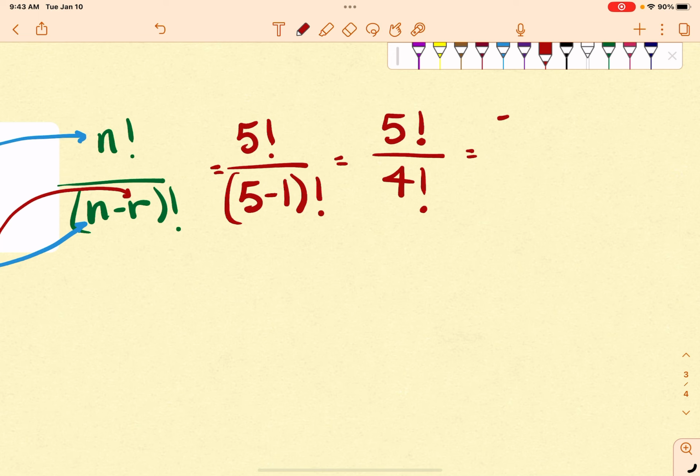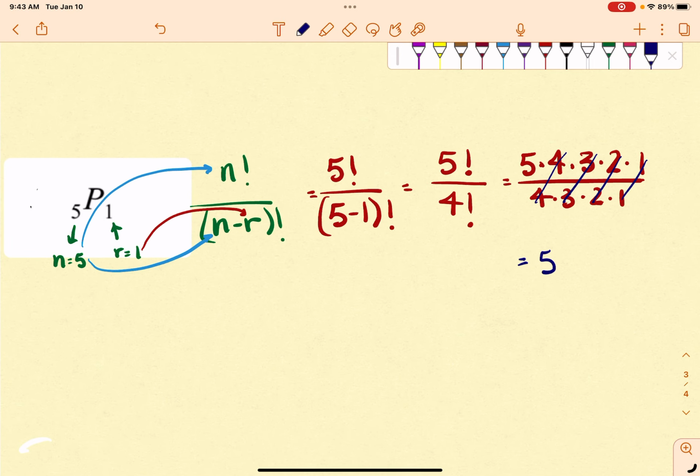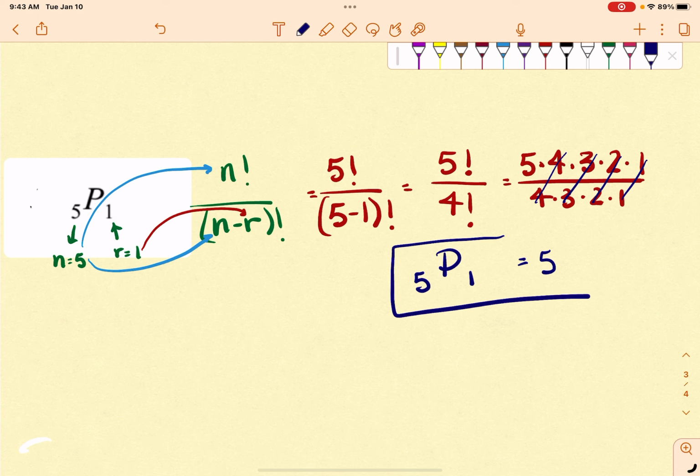So now let's expand. So 5 times 4 times 3 times 2 times 1. And on the bottom, it's going to be 4 times 3 times 2 times 1. So you can see those are all going to cancel out. And you're going to be left with 5. So this is going to equal 5. Okay, the next one we're going to see is going to be combinations after this.